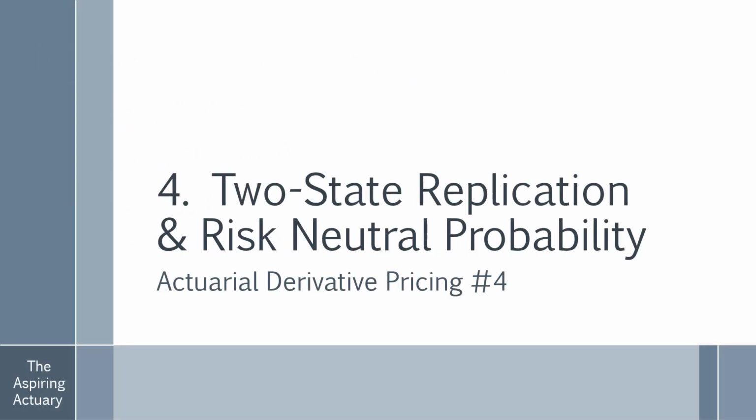So now we've touched on two-state replication as well as the risk neutral probability. So now we should have some idea of what these two are.